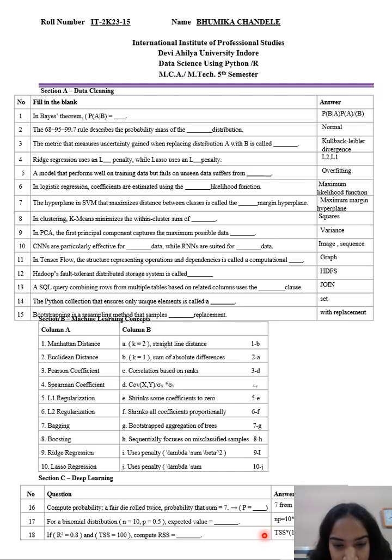And the last question, 18th: if R squared equals 0.8 and TSS equals 100, compute RSS. R squared equals 1 minus RSS divided by TSS. On rearranging it gives RSS equals TSS multiplied by 1 minus R squared. So with R squared 0.8 and TSS equal to 100, RSS equals 20.